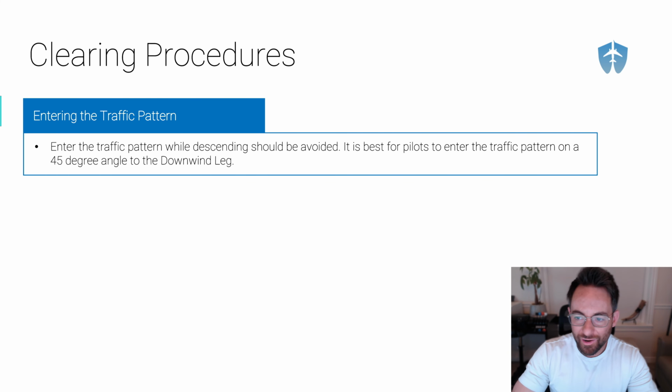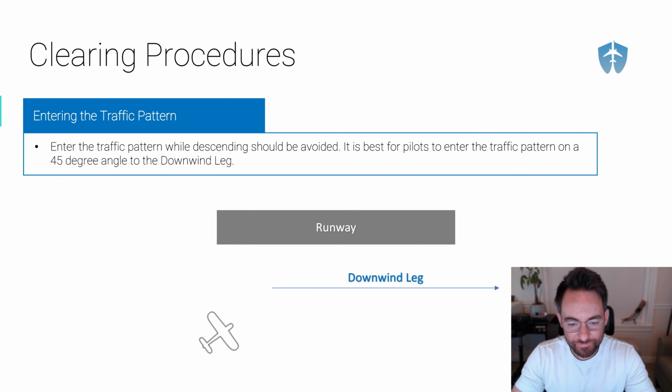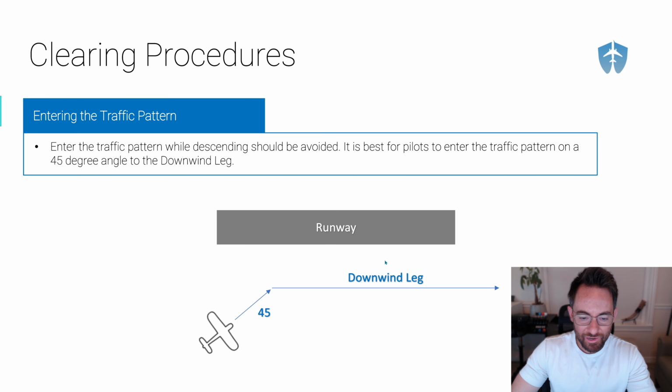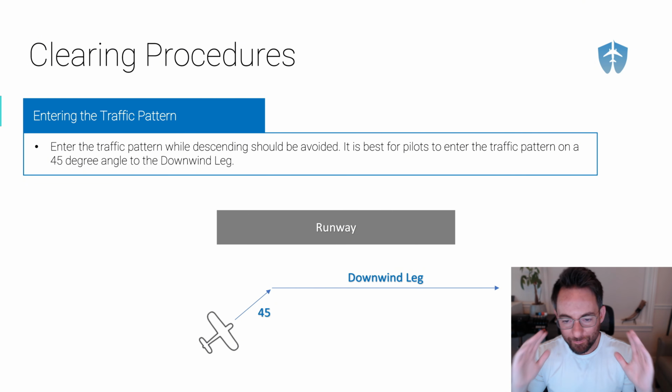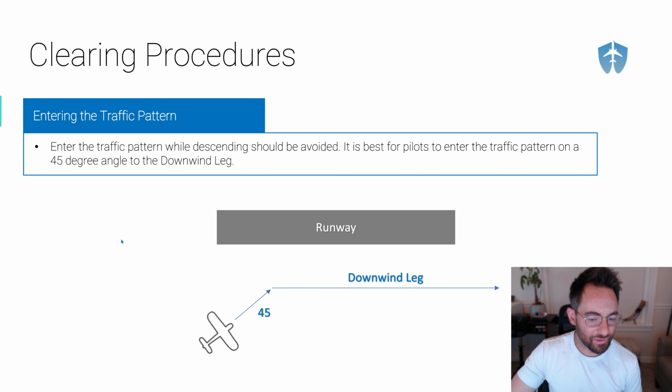It is also best for pilots to enter the traffic pattern on a 45-degree angle to the downwind leg when possible. The reason for entering on a 45 to the downwind here is that this gives you the best visibility and the best chance for spotting other aircraft that are in the pattern. You can see the departure leg pretty well. You can see the crosswind. You can see downwind. You can see over here base and final.